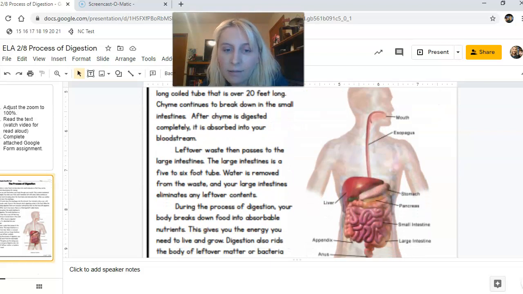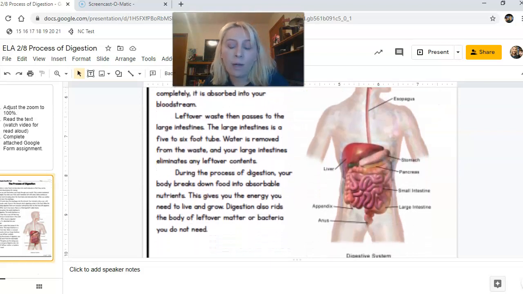All right. Leftover waste. So once what's left over, after all the good stuff's been taken out and the circulatory system's got it and it's sending it along its way, what's left over, that's waste. We got to get rid of that waste. So this leftover waste then passes into the large intestines. And it's the job of the large intestines to get this waste where it needs to go, which is out of the body. So the large intestines is a 5 to 6 foot tube.